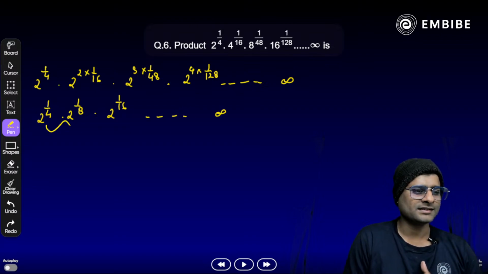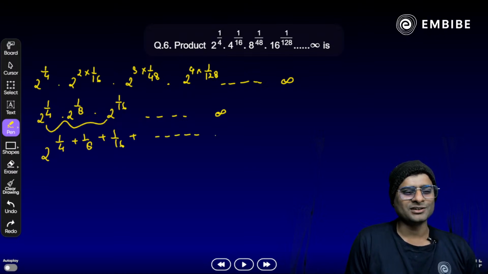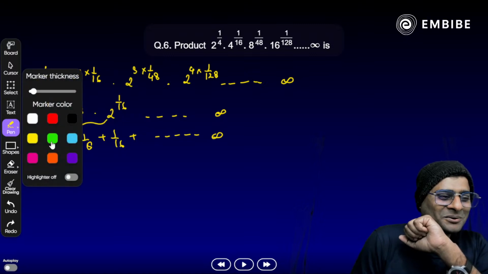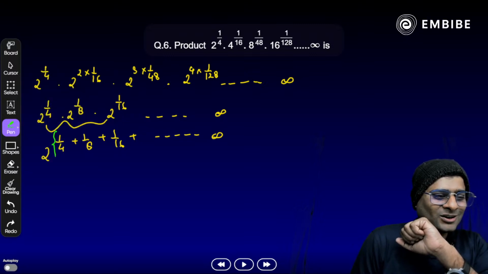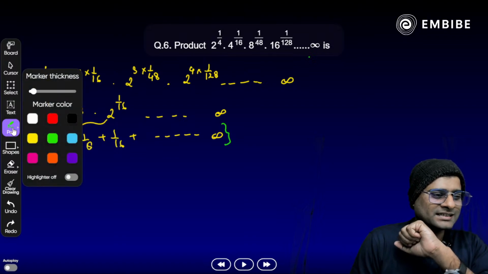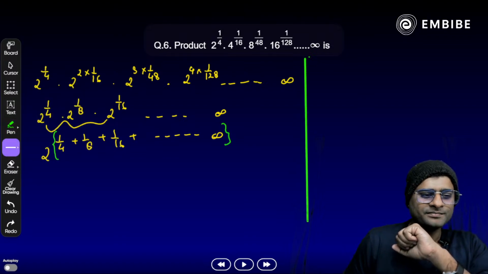Now we have the same base, so we need to simply add the exponents. 2 raised to power 1 by 4 added to 1 by 8 added to 1 by 16 and so on up to infinity here. Okay, all right. What do we get if we solve this part? Yes, look at the sequence here, look at the series here. So easy.